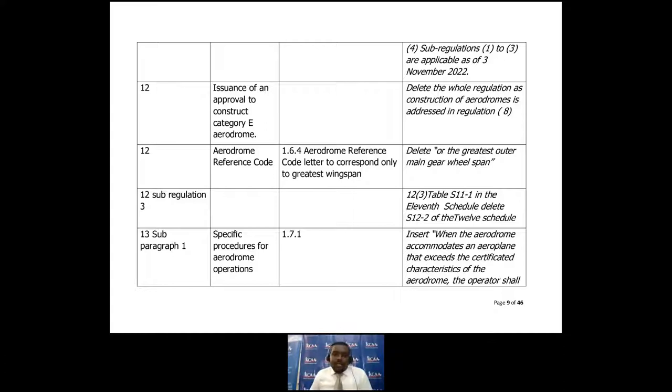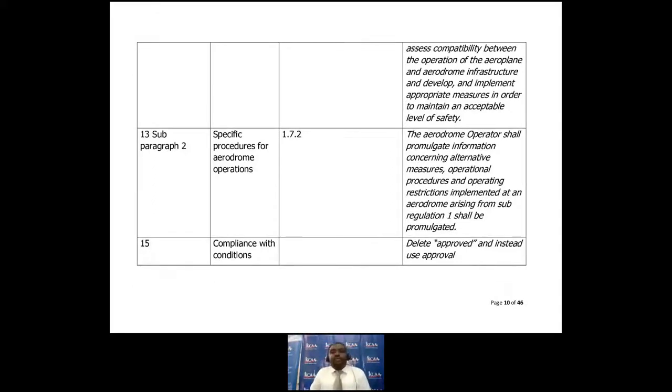And then there was the introduction of the table 12.3. That is on the regulation 12, sub regulation 3. We introduced table S11-1 in the 11th schedule and deleted table S12-2 in the 12th schedule. And then there was the specific procedures for aerodrome design, regulation 13, sub 1. And we were to insert the words when the aerodrome accommodates an aeroplane that exceeds the certified characteristics of the aerodrome, the operator shall assess compatibility between the operation of the aeroplane and aerodrome infrastructure and develop and implement appropriate measures in order to maintain an acceptable level of safety.